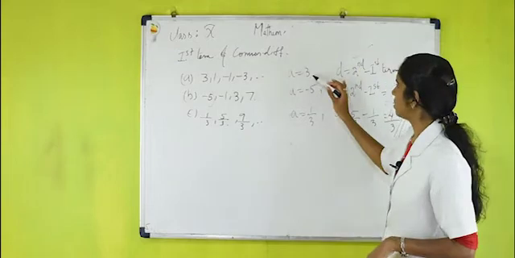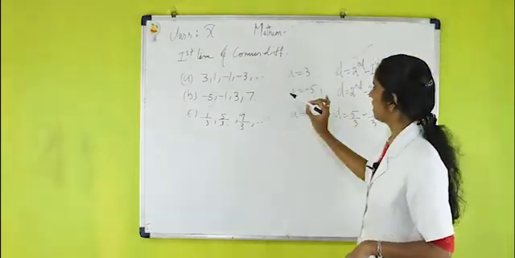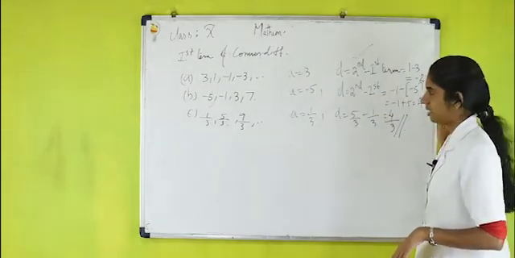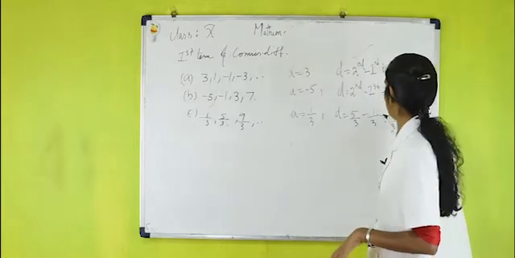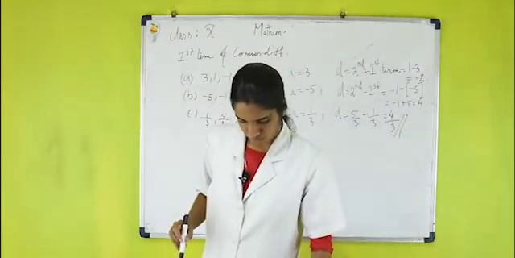So here A equal to 3 and D equal to minus 2 in the first case. And in the second case, A equal to minus 5 and D equal to 4. And in the third case, A equal to 1 by 3 and D equal to 4 by 3. So please write down the homework also.